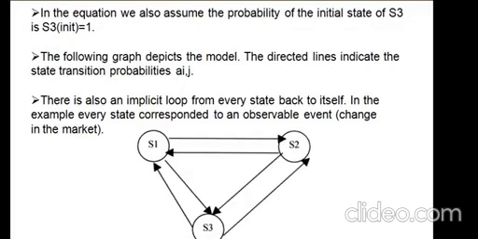Okay, and in the example, every state corresponds to an observable event. What is this observable event here? Change in the market. So is it clear now? The matrix and the diagram both represent the same thing, but if you want to represent the Markov process as a graph, then we can go for this. On the directed arrows, you can represent the statistics, that means probabilities also, no problem. Okay, is it clear now?